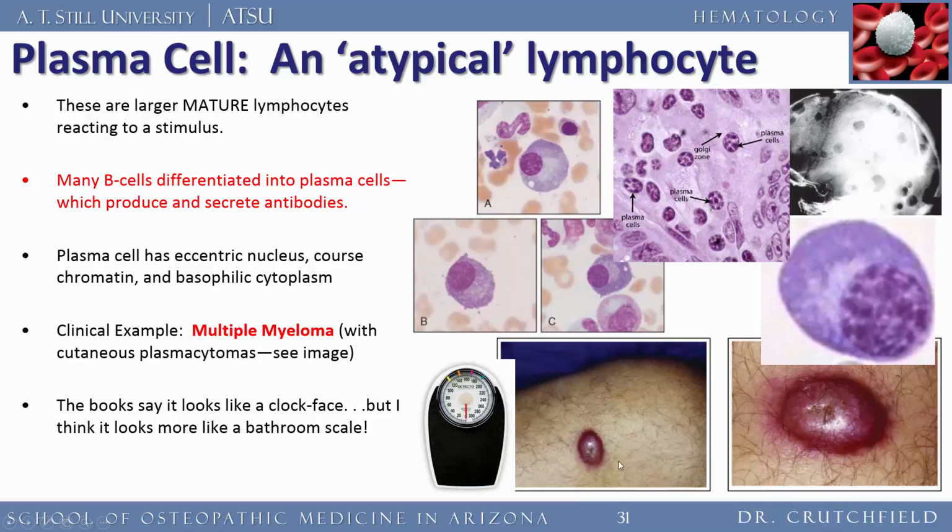plasmacytomas on the skin. You cut these puppies off, you look at them under a microscope, and they are just loaded with plasma cells. So here's a plasma cell, right? Okay. These are the guys that secrete antibodies. And again, maybe this looks like a clock face. I guess it sort of has a nucleus with 3, 6, 9, 12 o'clock. But the mature plasma cell lymphocyte in the peripheral circulation looks like this guy. And here, I guess they're trying to say it looks like a clock face. Again, I think it looks more like a scale that you're stepping on.